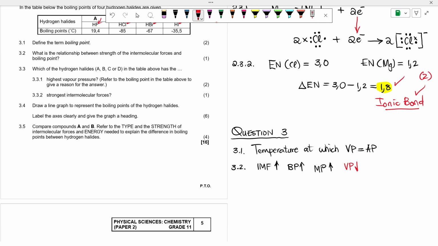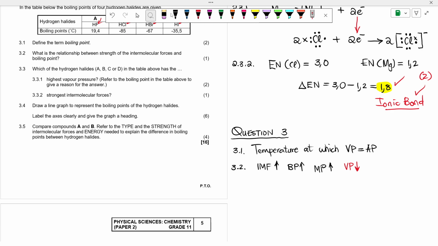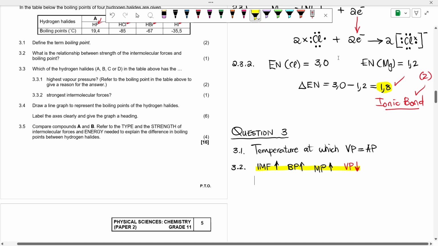Weak intermolecular forces, it's easy to boil this thing, so I'm going to see more vapor pressure. Okay, that's how I used to think about these things. You should have a method of learning, and that's what I used to do. That's the three things that you need to remember in terms of the relationship between intermolecular forces and boiling point, melting point, and vapor pressure. Also there in the notes, by the way.